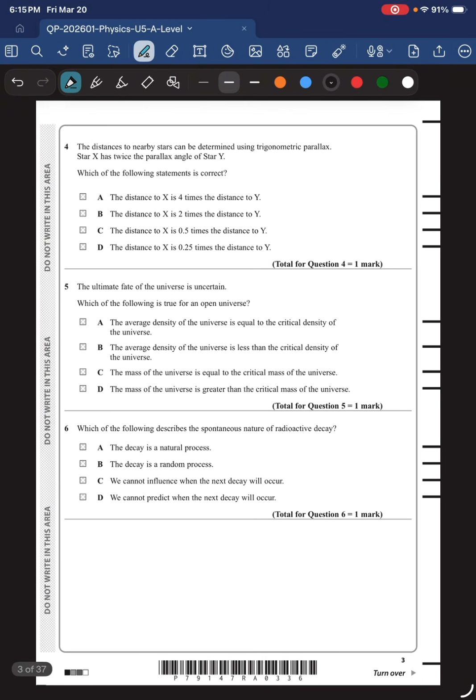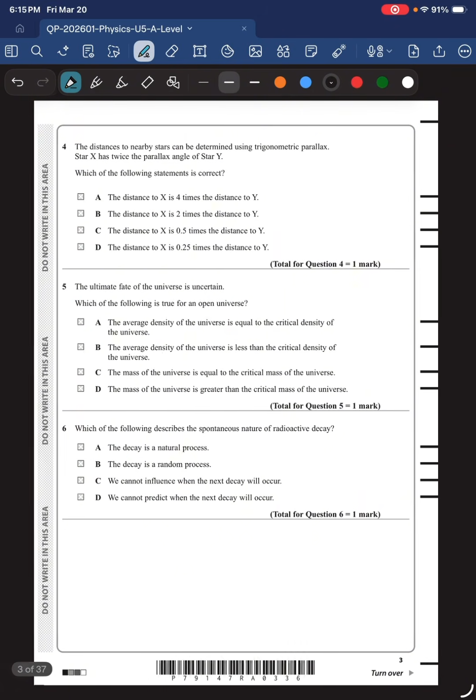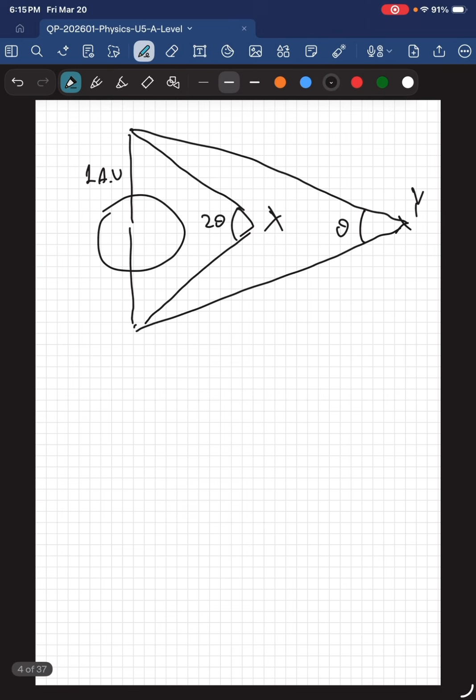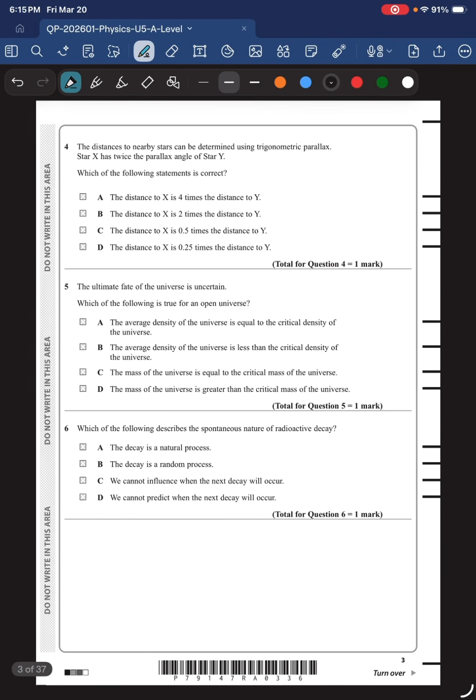Okay, now let's go answer. The distance to X is 4 times the distance to Y. No. The distance to X is 2 times the distance to Y. That's also wrong. The distance to X is 1/2 the distance to Y, which is what we see in this scheme here, right? So option C. I don't know why my screen does that crazy motion. I think it's because I touch it. But if you know how to fix it, let me know in the comments.